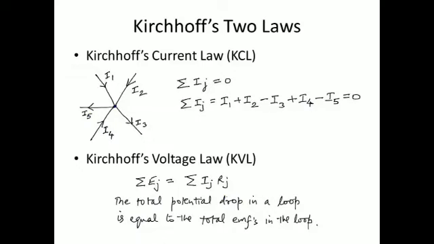However, before applying this law, you have to take a direction, either clockwise or anti-clockwise, as the traversal direction for the loop. And the EMF in the loop is to be taken as positive if the EMF produces current in the traversal direction, and the product IR is taken as positive if the current I through the resistance R flows in the traversal direction.